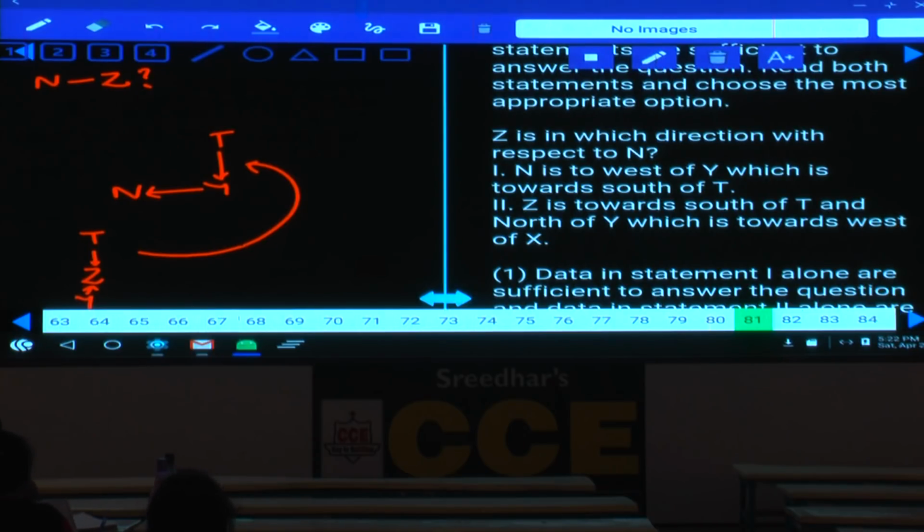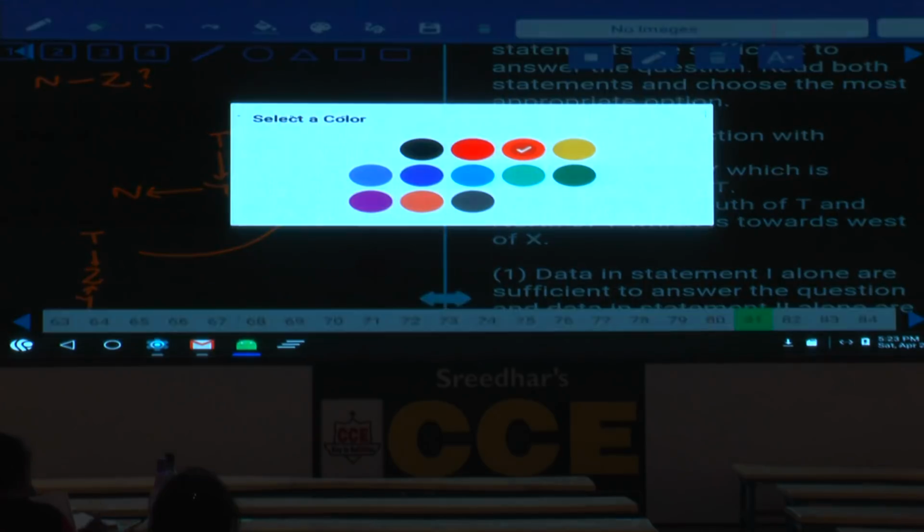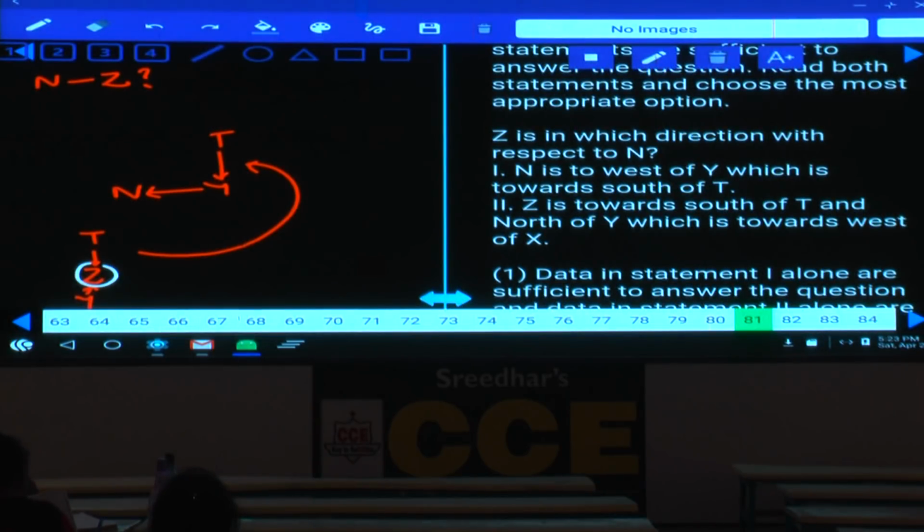Now Z is to the south of T and north of Y. Now T and Y are already there. Now my question is whether I can directly write this Z at this place or not. No. Why is it no? Because as of now we are checking whether 2 alone is sufficient or not. If 2 alone is not sufficient, then we can combine, isn't it? Hence, as T and Y were there, you cannot directly start with that one.